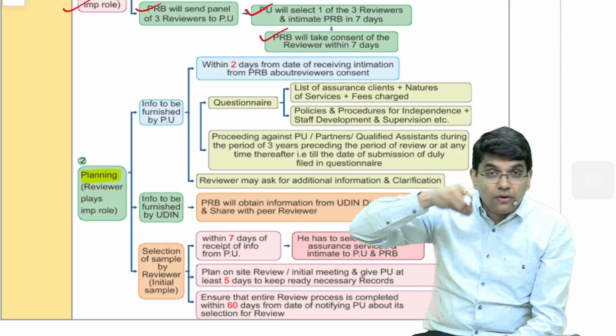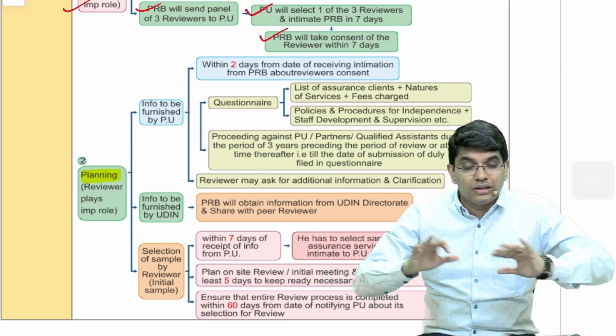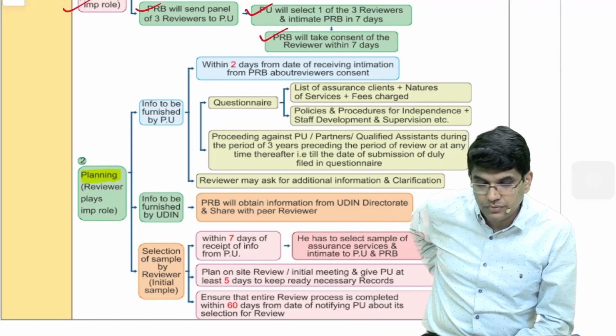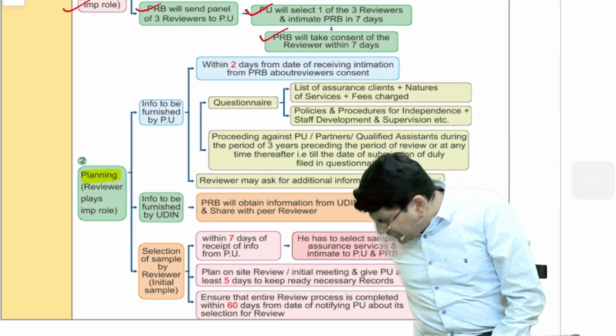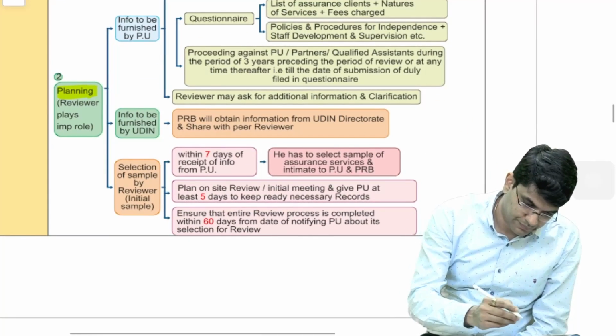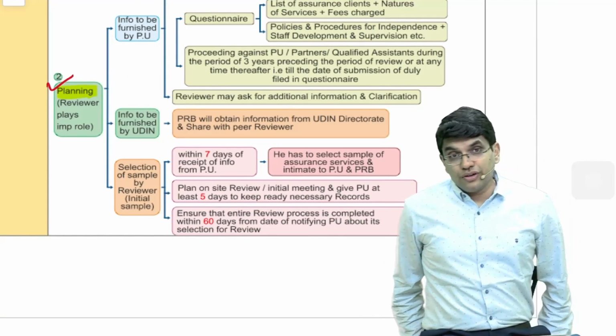So the whole thing of selection, which CA firm will get reviewed and who will do the review, may take a maximum of 21 days. Okay, fine. Now, the selection phase is over.